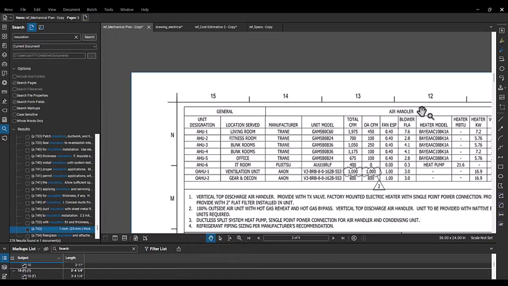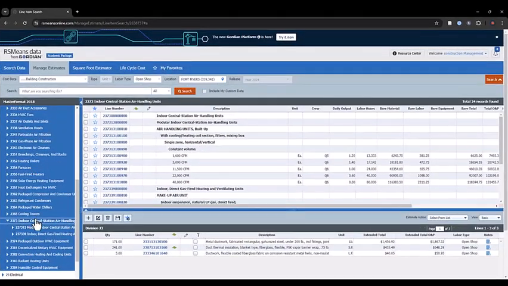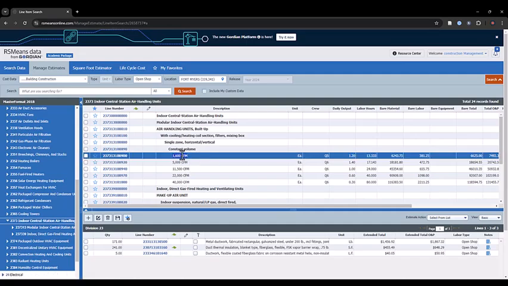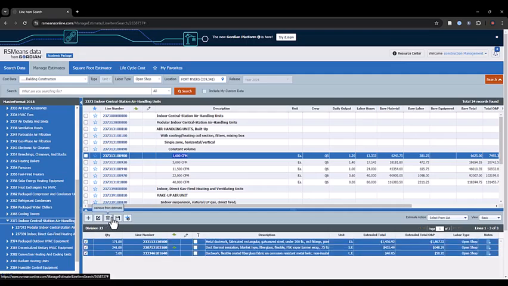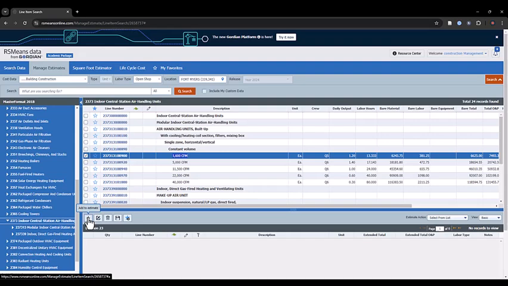So if you open RS Means, you see that for air handling unit, they price that one by each, but they have the volume of that one. This one is 1600 CFM. So for example, maybe let's create a new estimate here. All right. So for example, this.